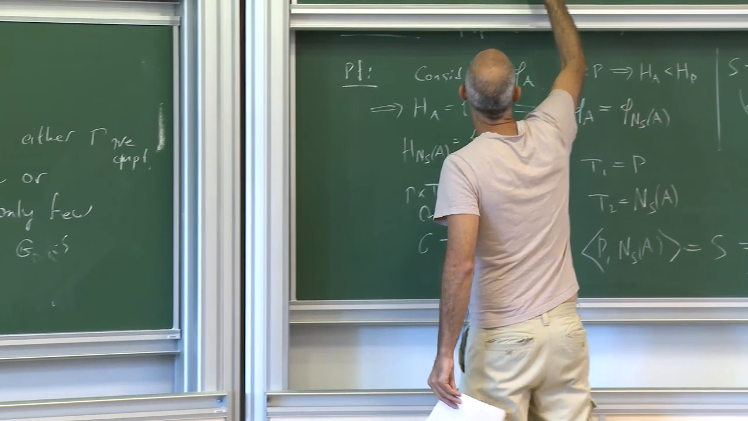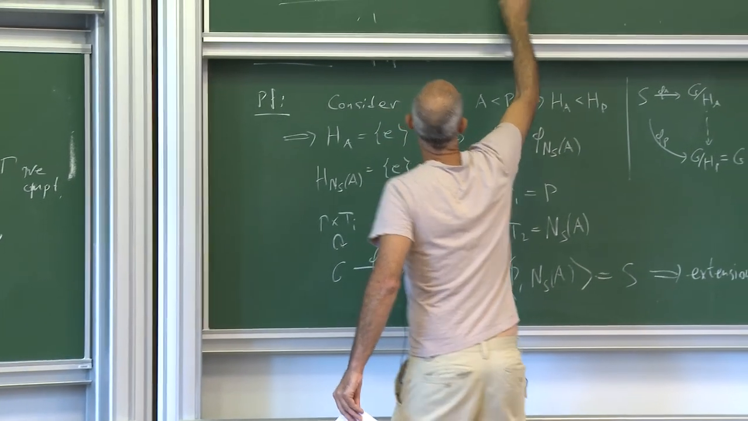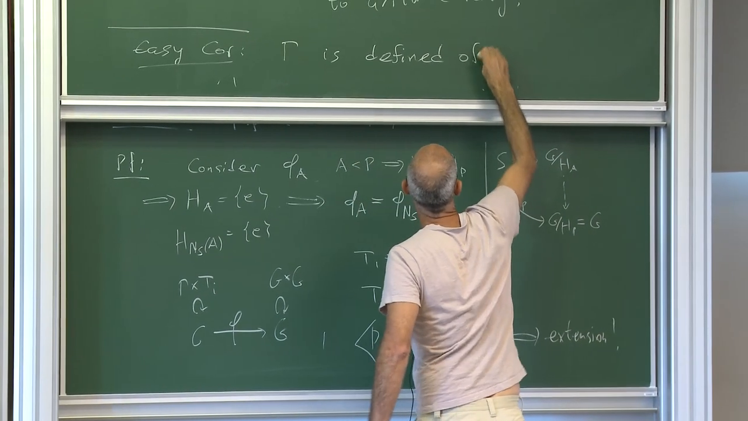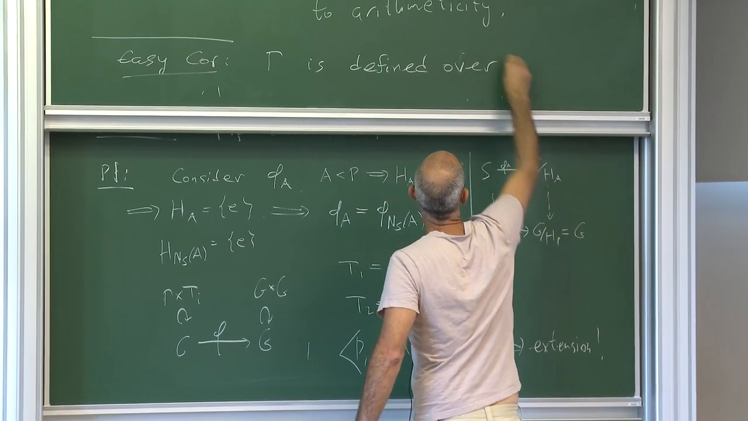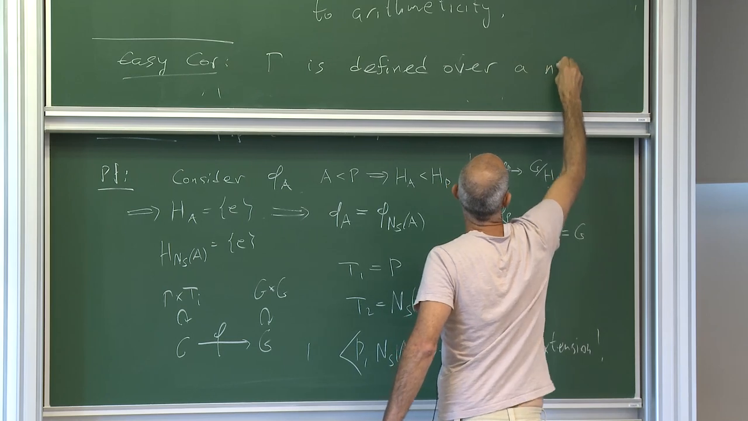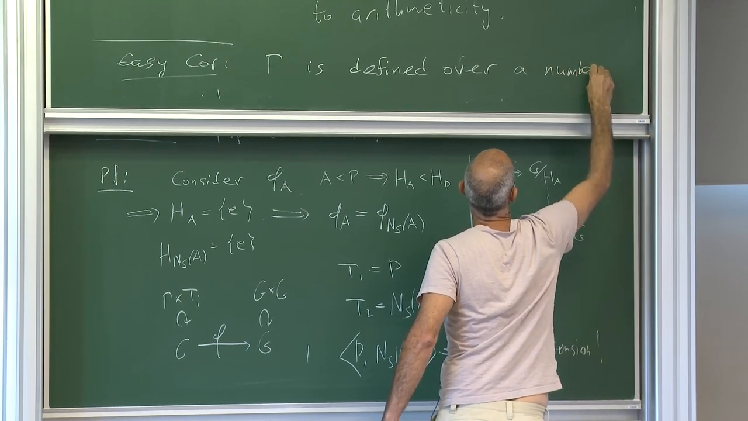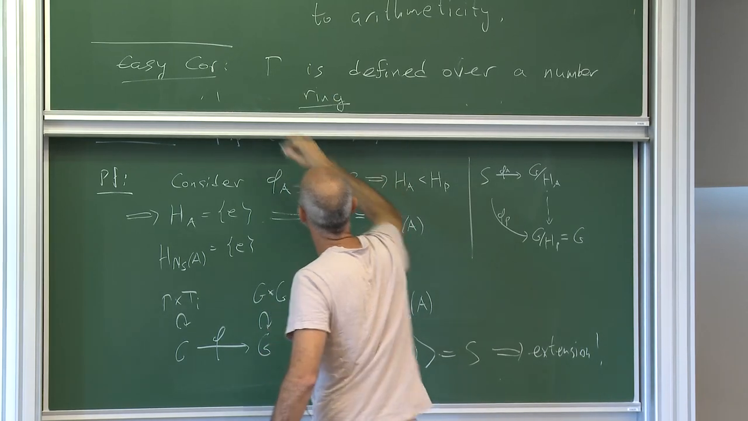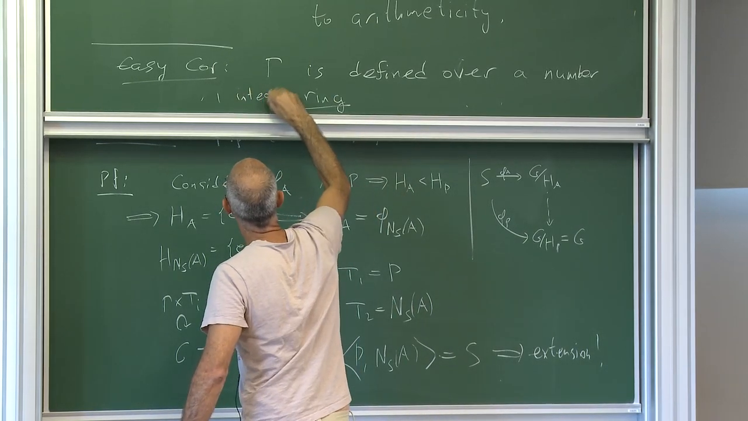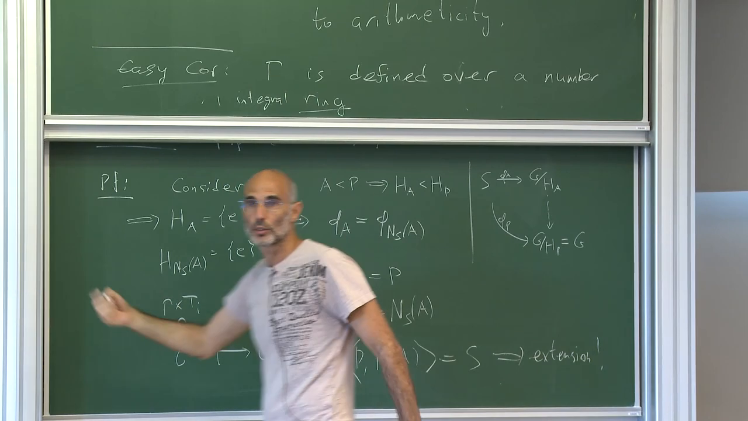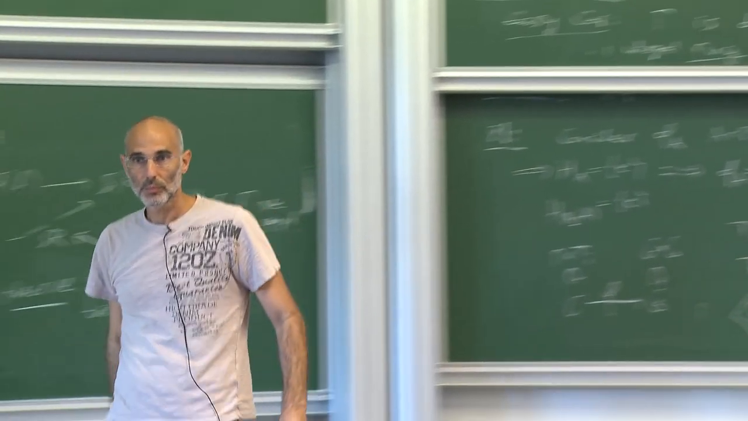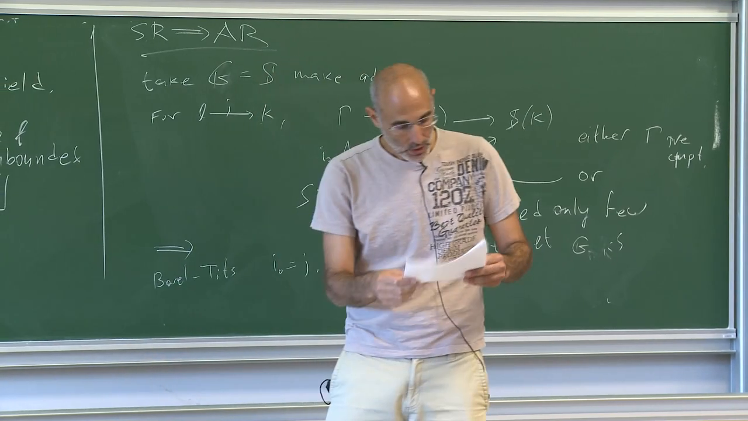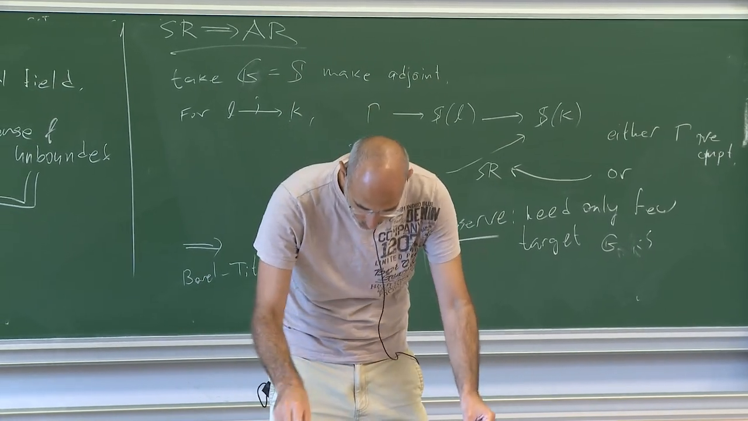So gamma is defined over a number ring. So it's integral. It's defined over Z, not over Q. Or the analog of L and O. I don't know however we want to write it down.